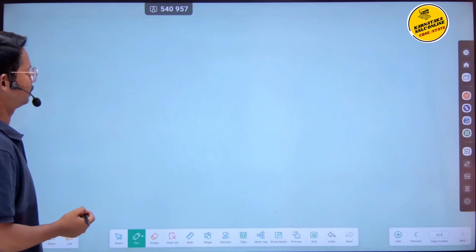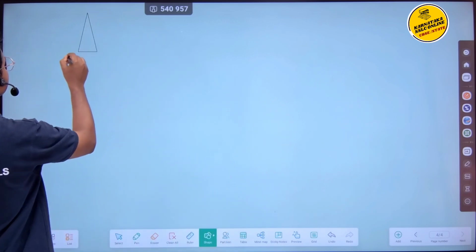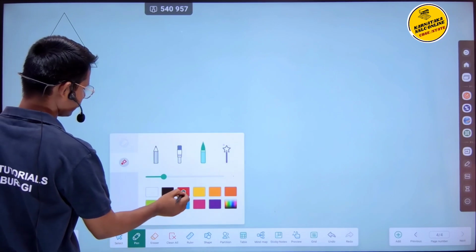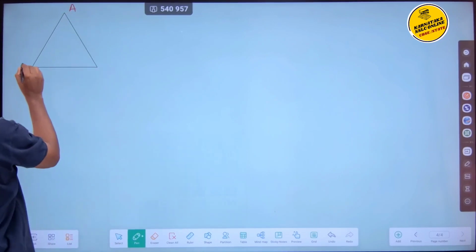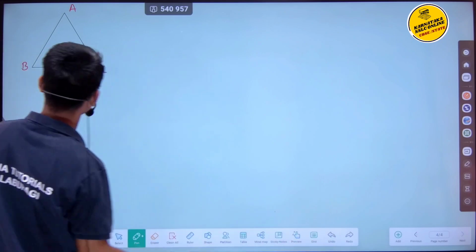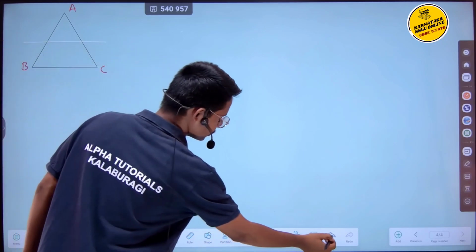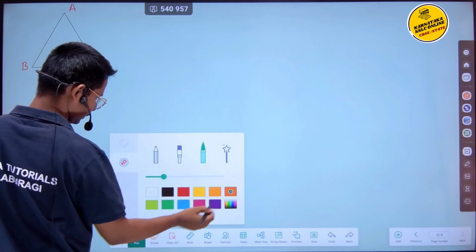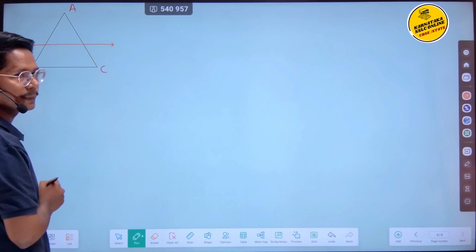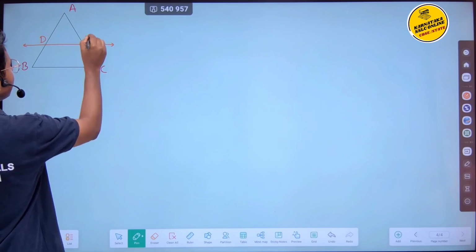We'll draw the figure one more time. We'll name the triangle A, B, C. There is a line which is parallel to BC and intersects AB at point D and AC at point E.